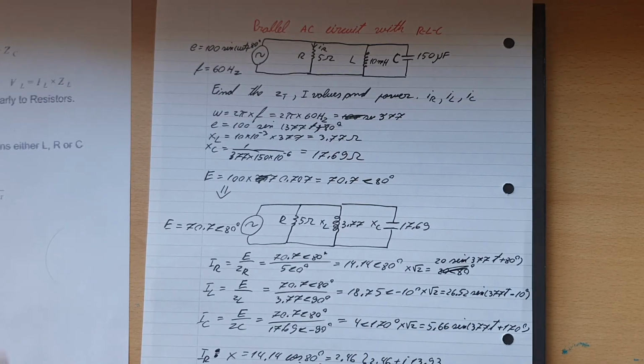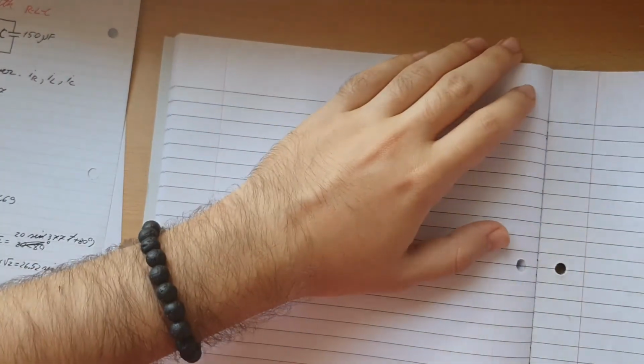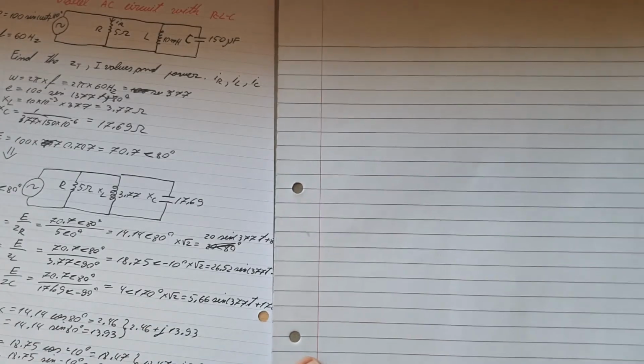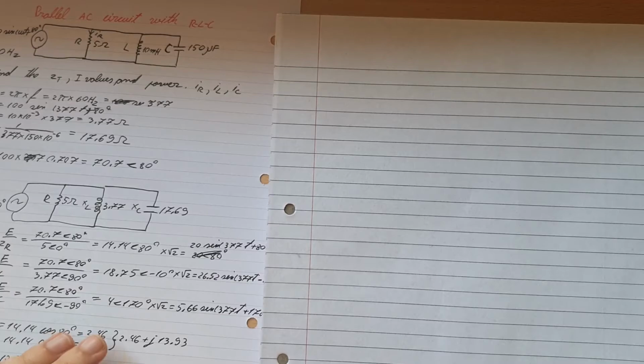Okay, so I don't have space in this anymore. I guess I'll have to take a new page. Okay, so there's a new page, and there is the old one with the exercise on it. Alright, so now that we found them, we just need to find ZT.